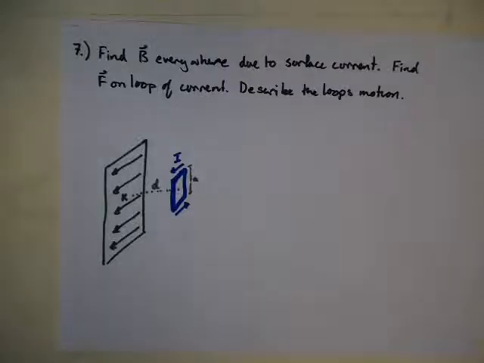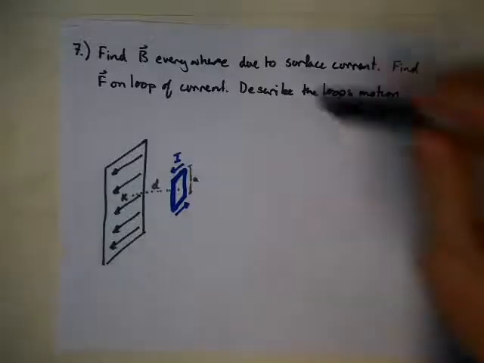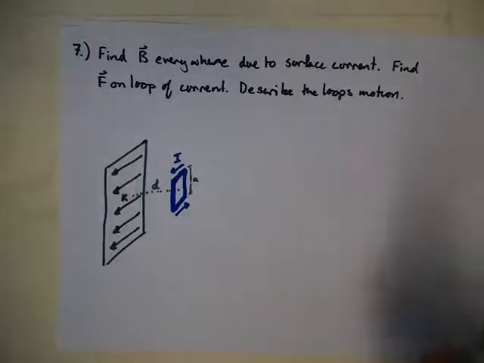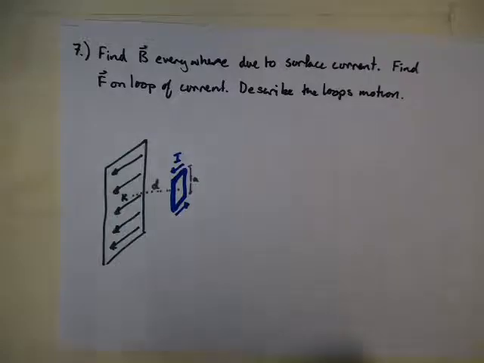First midterm practice exam, problem 7. It says find the magnetic field everywhere due to the surface current and find the force on each component of the loop and describe the loop's motion.